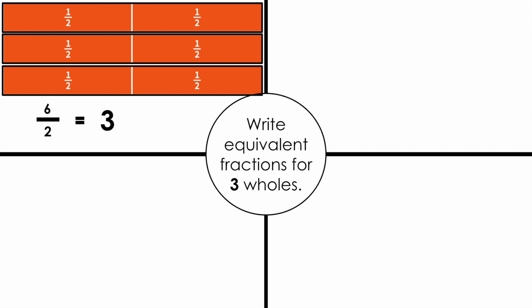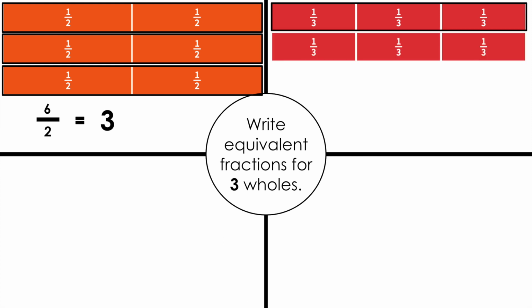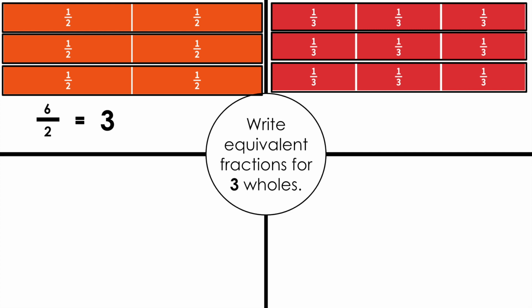Now let's try thirds. 1/3, 2/3, 3/3. 3/3 makes 1 whole. 4/3, 5/3, 6/3 makes 2 wholes. 7/3, 8/3, 9/3. That makes 3 wholes. We can write 9/3 is equivalent to 3 wholes.